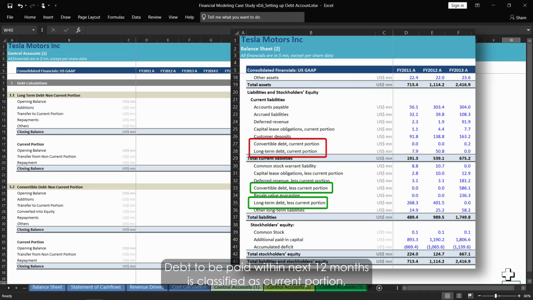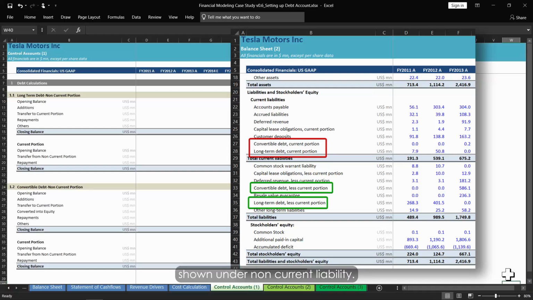1. Debt to be paid within next 12 months is classified as current portion, shown under current liability. 2. Debt to be paid after 12 months is classified as non-current portion, shown under non-current liability.